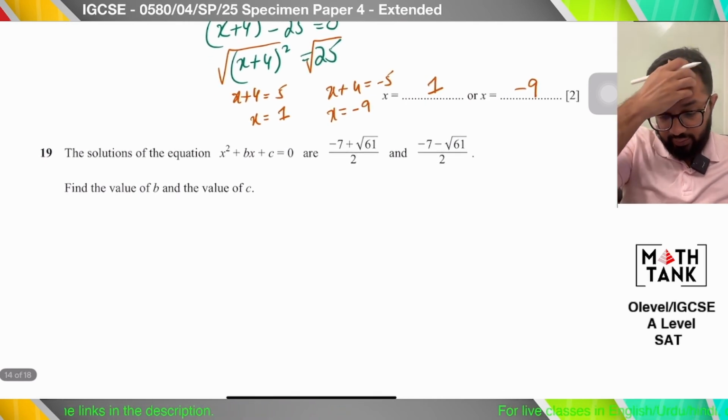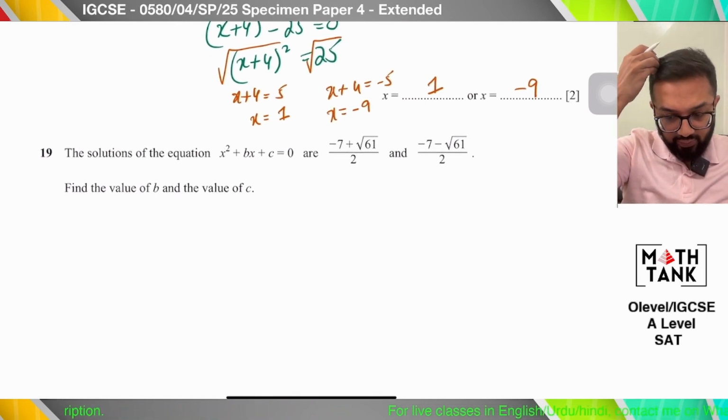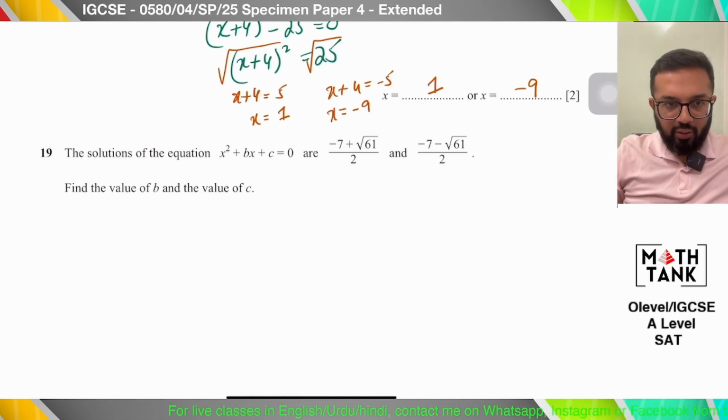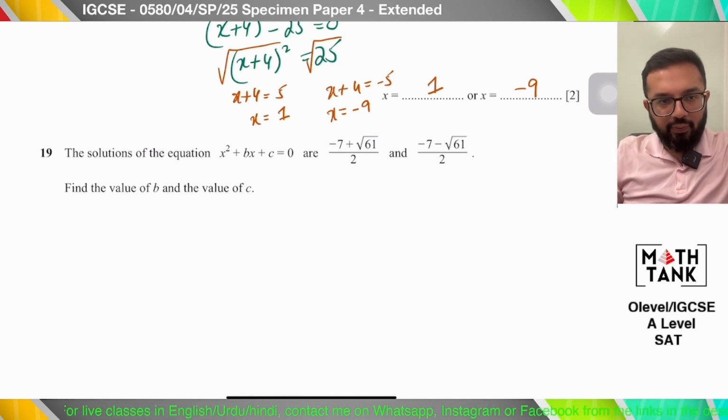Okay, then these are the solutions of this and this. Find the values of B and C. Okay, what's the easy way of doing this? I don't know if the question tells you anything.